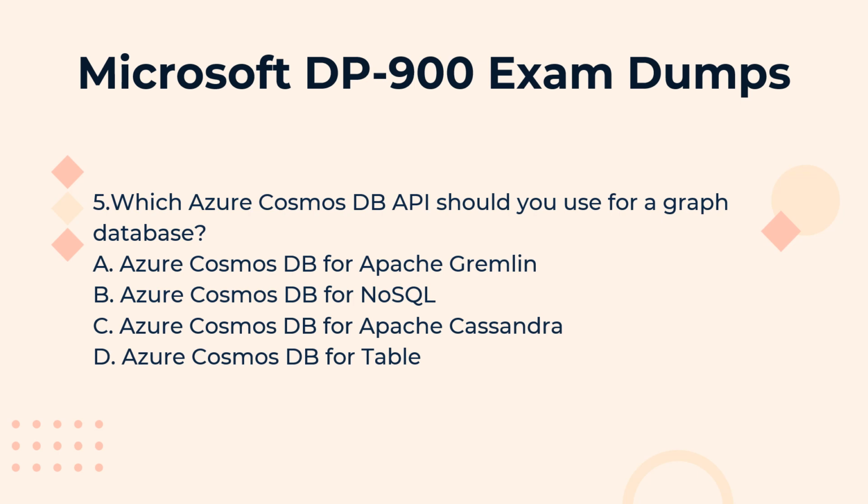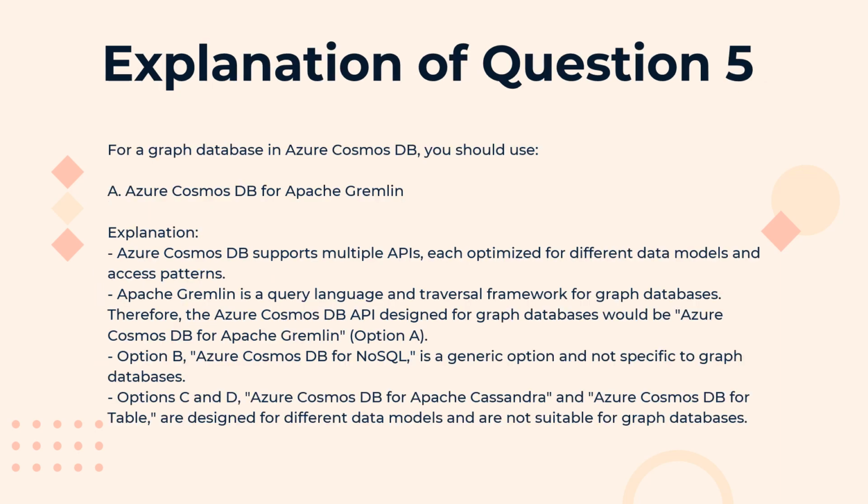5. Which Azure Cosmos DB API should you use for a graph database? A. Azure Cosmos DB for Apache Gremlin. B. Azure Cosmos DB for NoSQL. C. Azure Cosmos DB for Apache Cassandra. D. Azure Cosmos DB for Table. For a graph database in Azure Cosmos DB, you should use A. Azure Cosmos DB for Apache Gremlin.